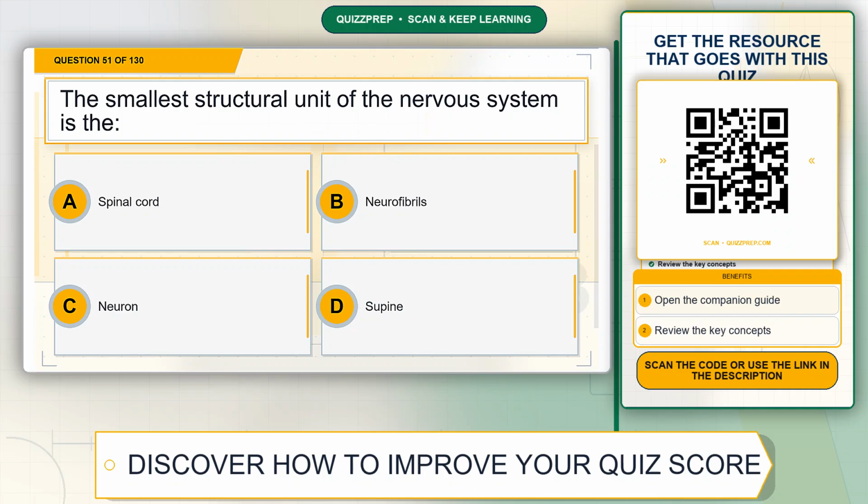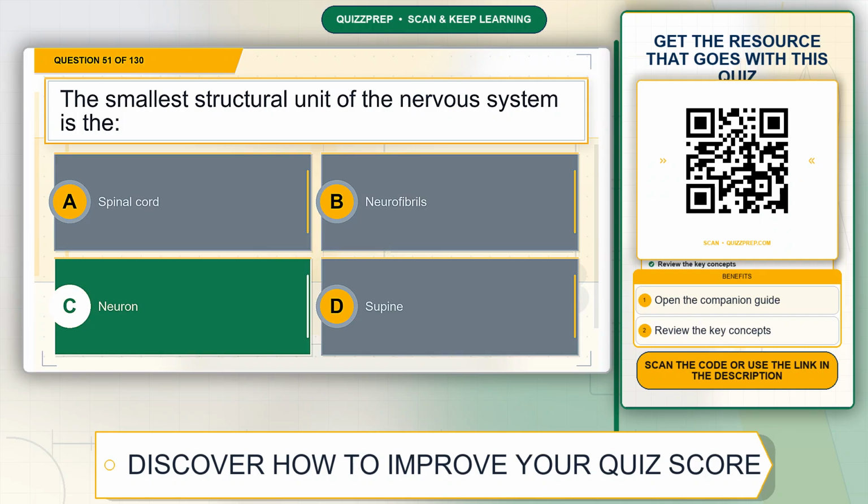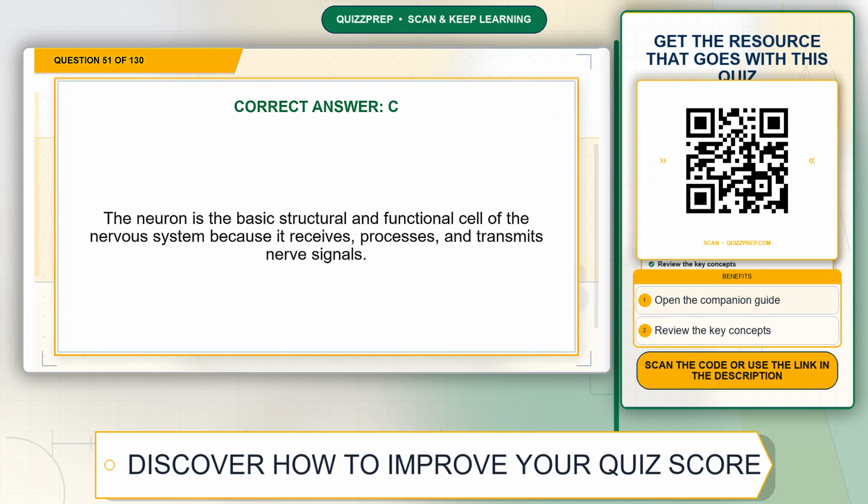Question 51. The smallest structural unit of the nervous system is the: Option A, spinal cord. Option B, neurofibrils. Option C, neuron. Option D, supine. The correct answer is option C, neuron. Explanation. The neuron is the basic structural and functional cell of the nervous system because it receives, processes, and transmits nerve signals.